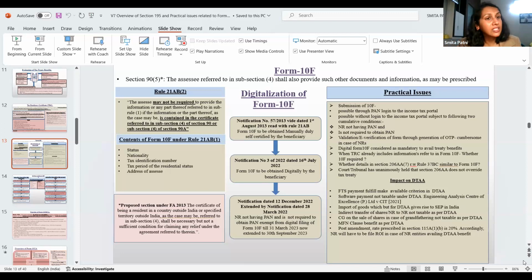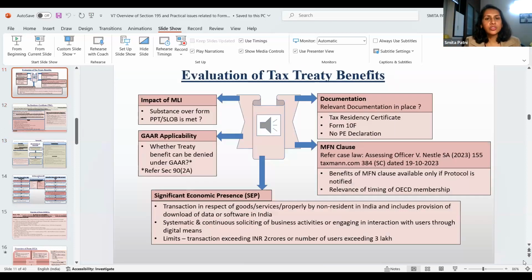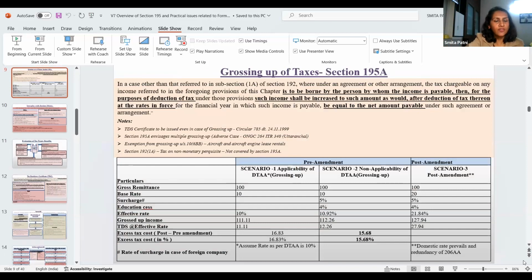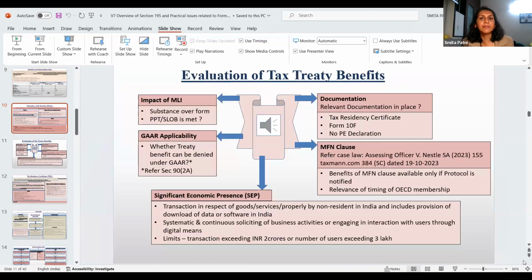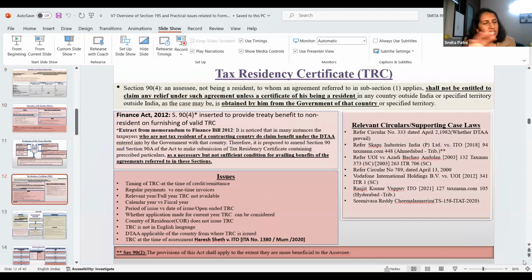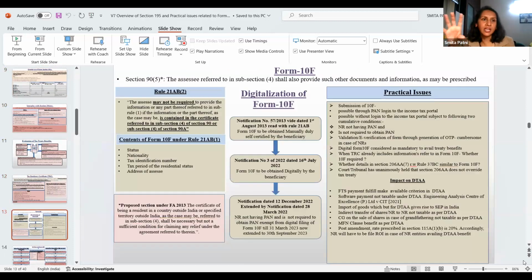Now this 206AA also has 4 conditions, 4 pointers. 206AA also says that if you provide these 4 things, address, certificate of residency, TIN number, and so on, these are the same things which your 10F is saying, which your 21AB is also saying. So all this information is going from here to there, there to here.